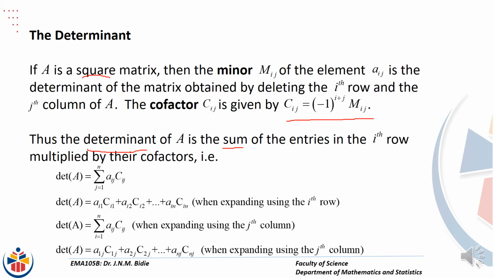If you choose to use a column, we can still use the column. A row and a column for that particular matrix must give you the same answer. So let's do a particular example so that we see this.